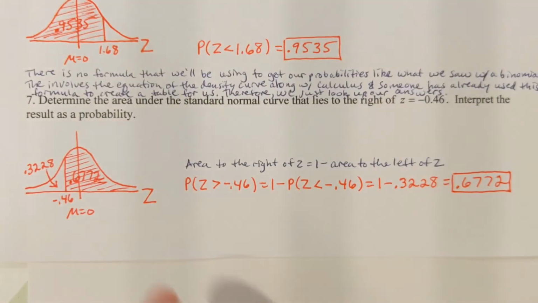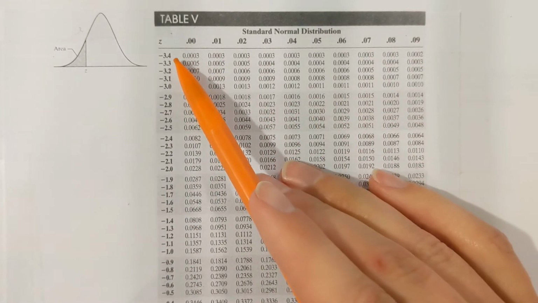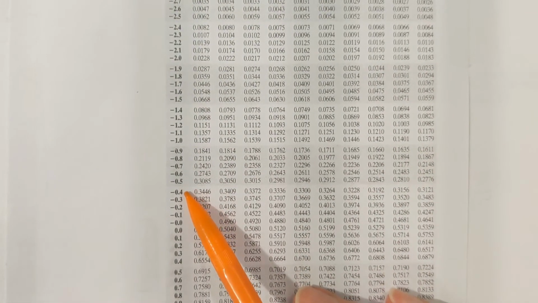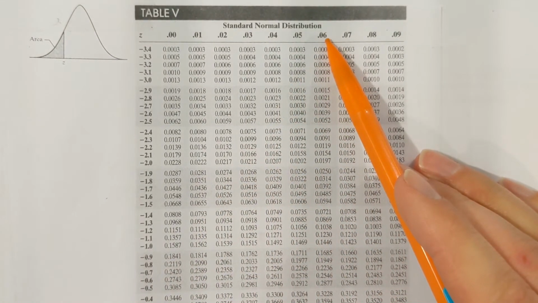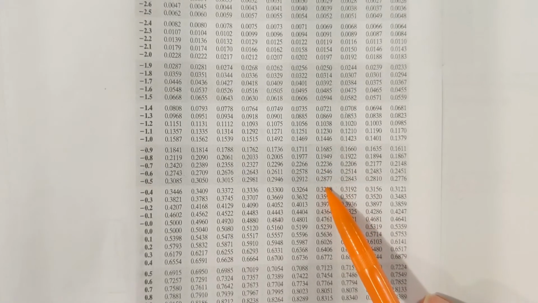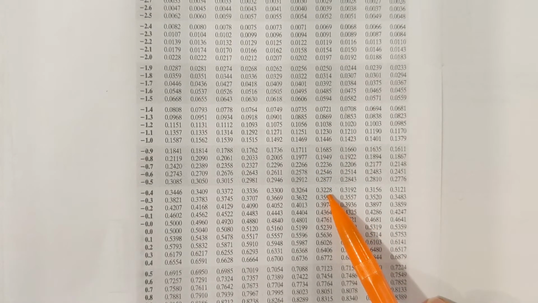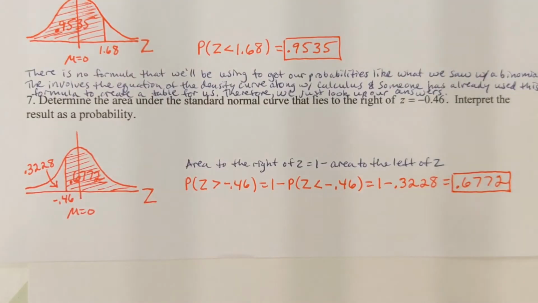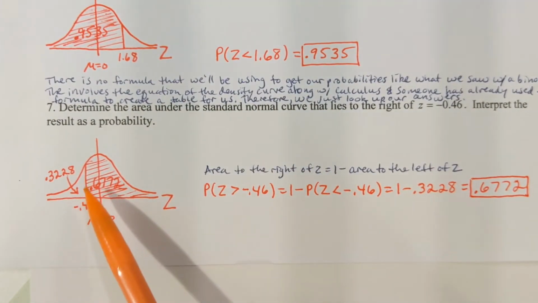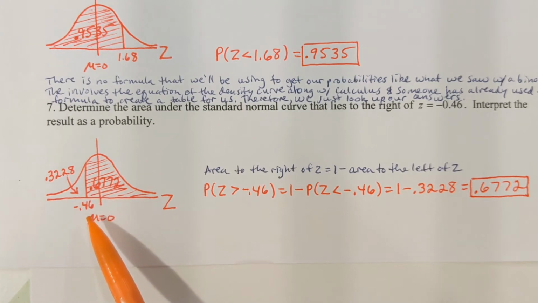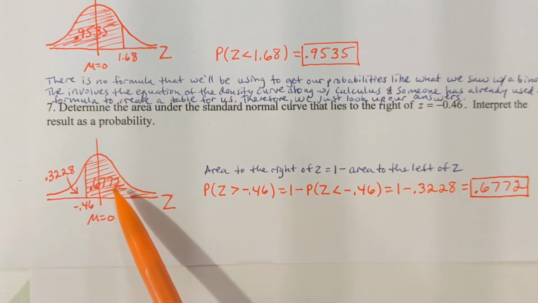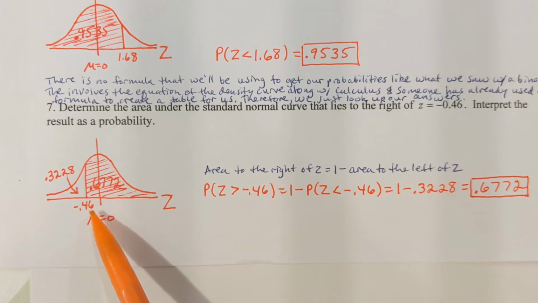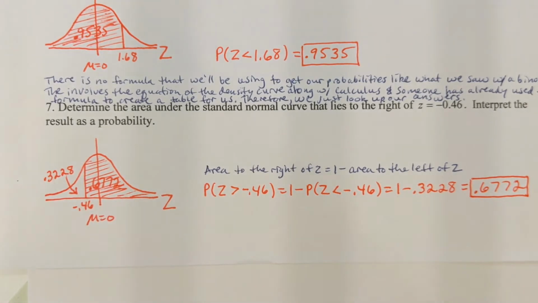And I'm looking for the area to the left of negative 0.46. So in the chart, I want to scan down this column here until I see negative 0.4. Here it is. And I'm going to match that with the column that is for 0.06, since 6 was the last digit. And that number that I see is 0.3228. So 0.3228 would be the unshaded area that is to the left of negative 0.46. If I subtract that number from 1, 0.6772 would be the area that is to the right of the z-score. So 0.6772 would be my answer.